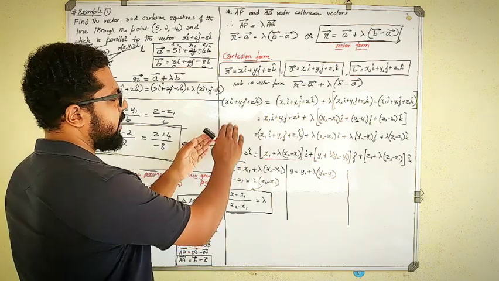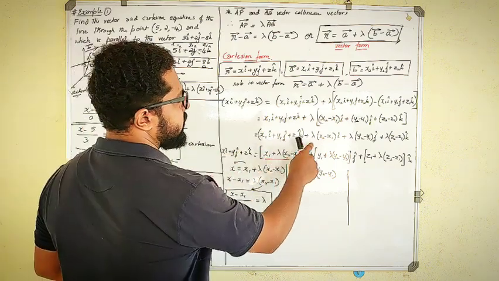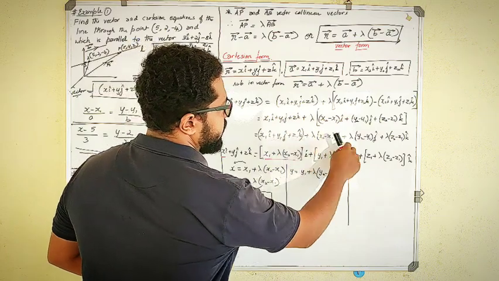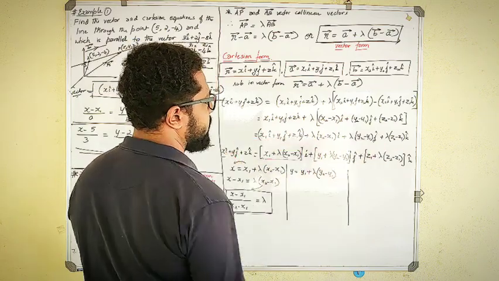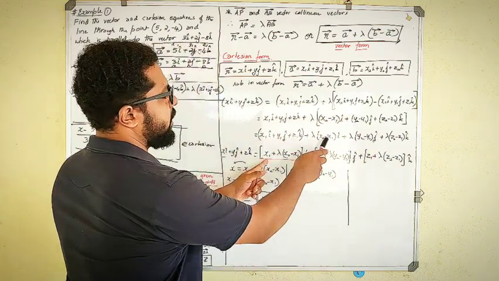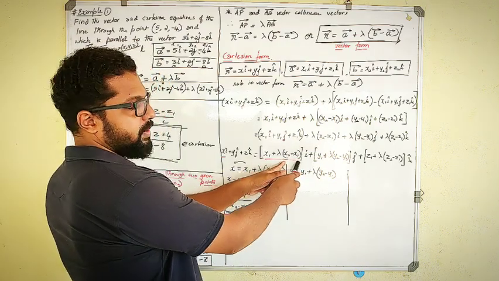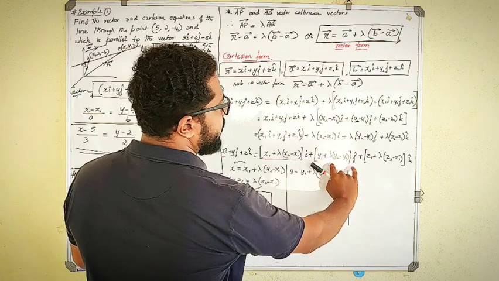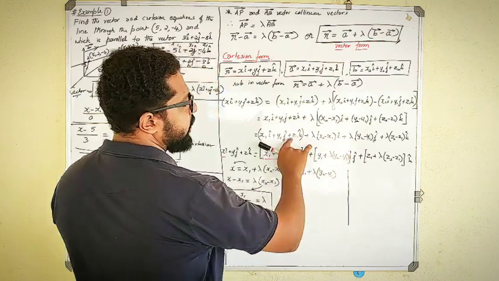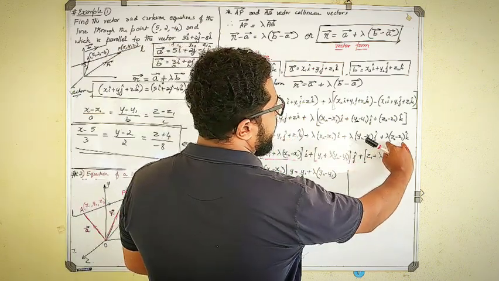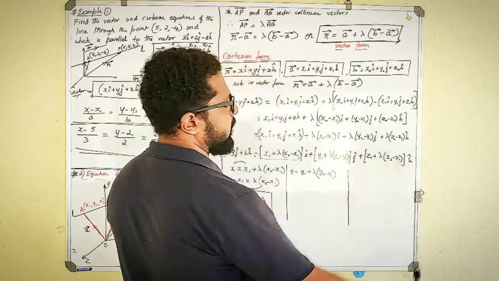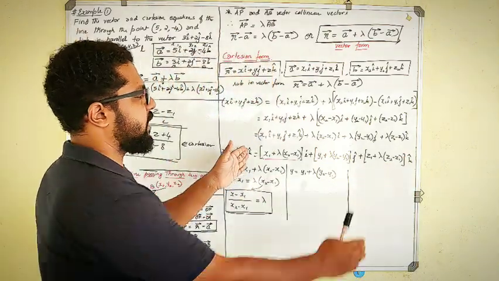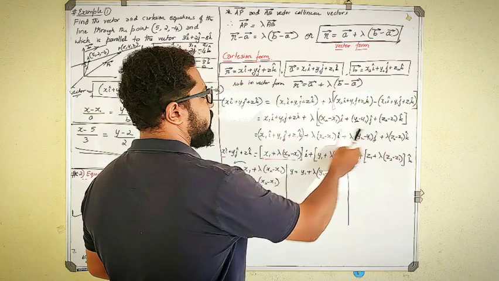So then let me write it again over here. This is simply addition of two vectors, this one and this one. So x1 plus lambda into x2 minus x1, i cap, then y1 plus lambda into y2 minus y1, j cap, then after that z1 plus lambda into z2 minus z1, k cap. So I just added these vectors and wrote it in the proper vector form.